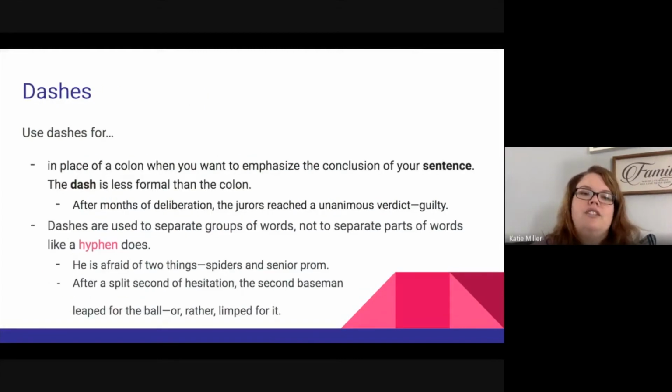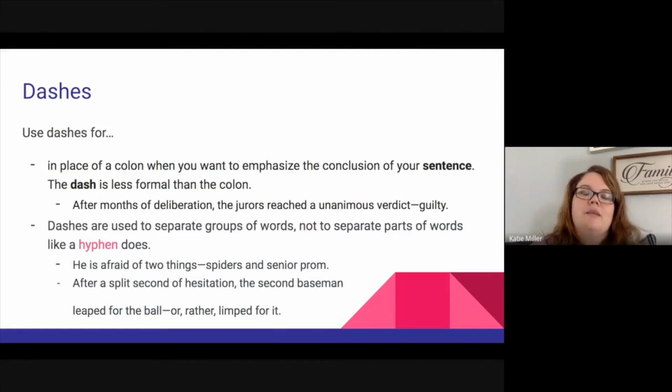You're going to use dashes in the place of a colon when you want to emphasize the conclusion of your sentence. Okay, the dash is going to be less formal than the colon. So in our academic writing, we're going to use a colon, not a dash. Okay, so for example, after months of deliberation, the jurors reached a unanimous verdict: guilty.